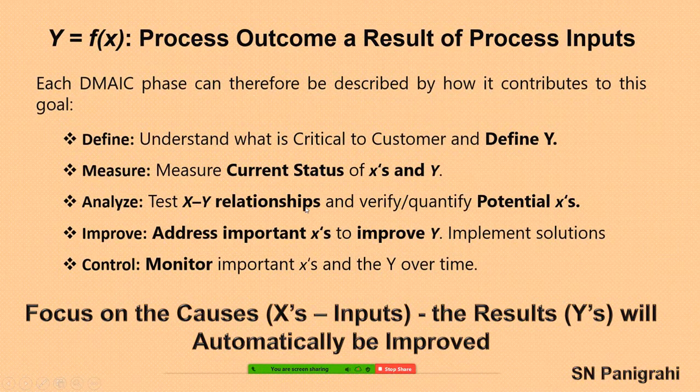Then in analyze, we are finding the XY relationship: which are the most contributing factors of X which are affecting the Y. We have to find that out, and that is analysis. Then improvement: we have to address the X so that we can improve the Y. Then control: we have to control and sustain over a period of time. So once we focus on the X, the result Y will automatically be improved. That is the basic concept behind Six Sigma.